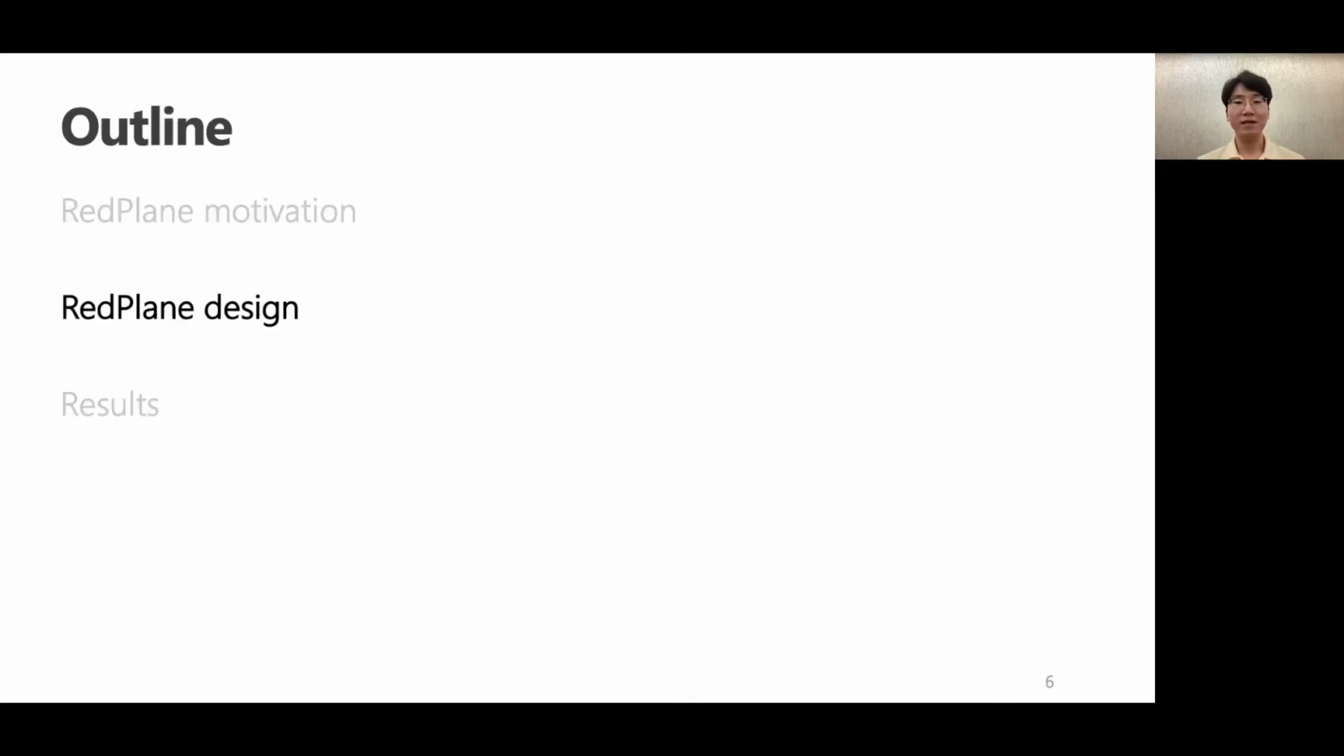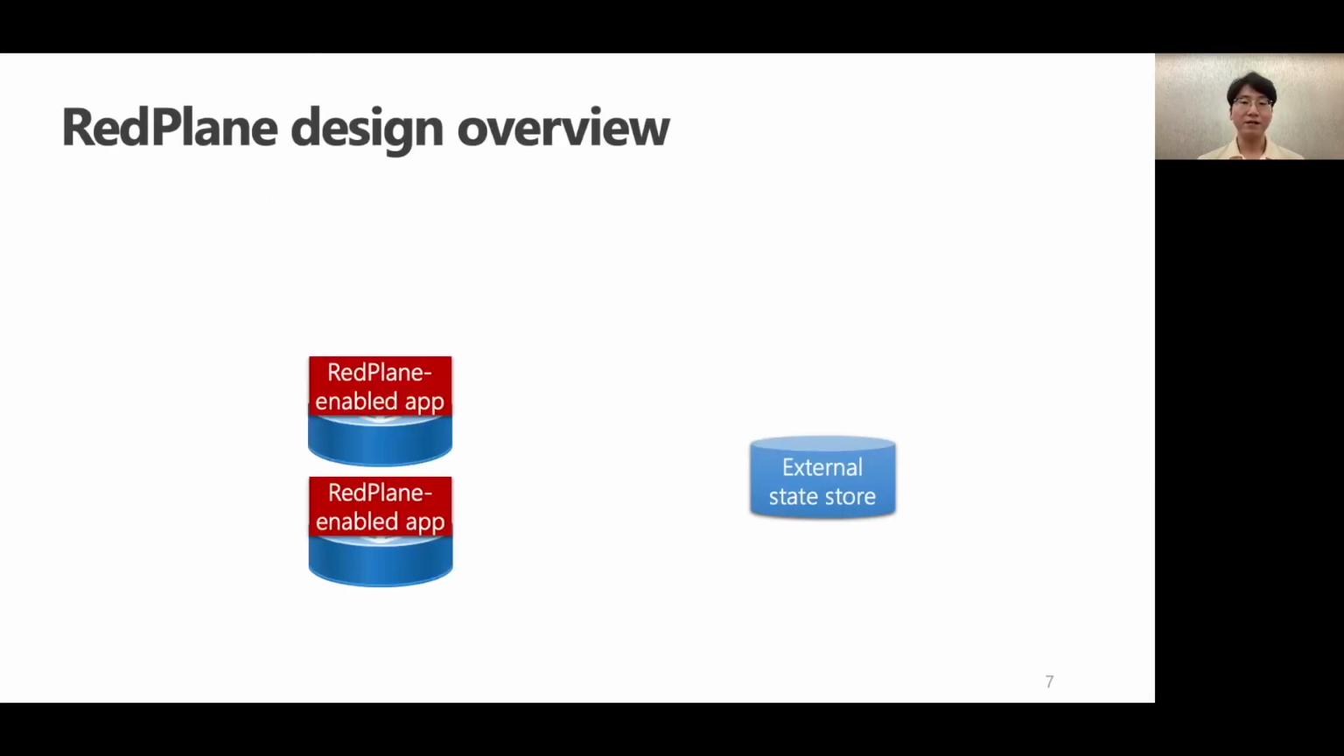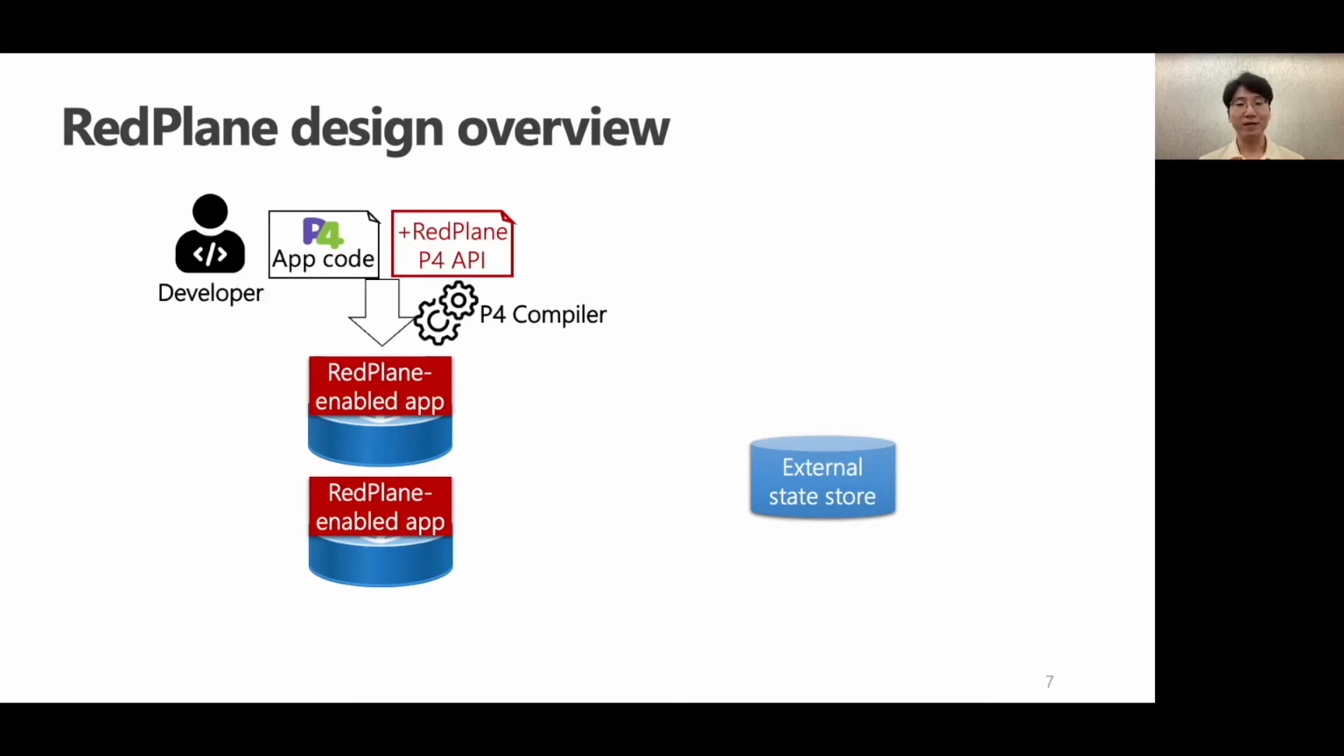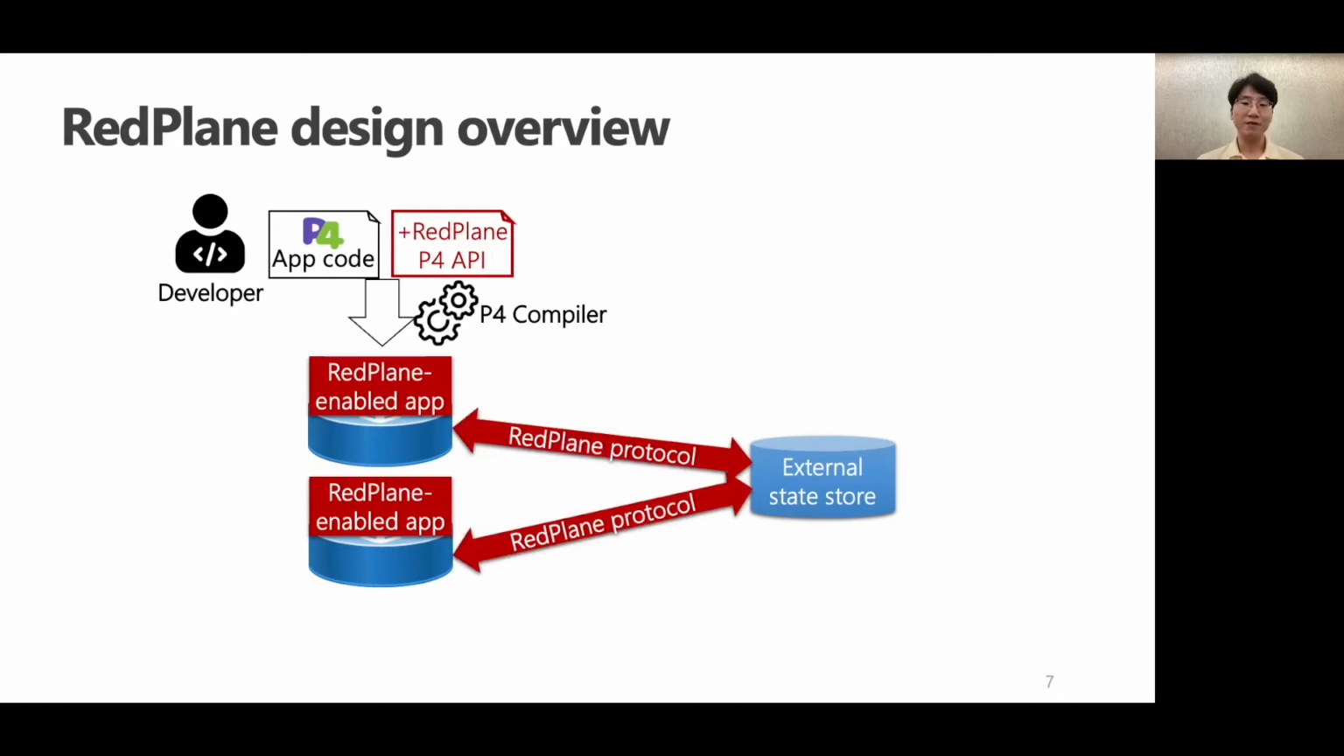Now, let's take a look at key design components of RedPlane. To use RedPlane, developers implement their apps with RedPlane APIs in P4, then they compile it with a vendor-specific P4 compiler and load it to the ASIC. At runtime, while the app running on the ASIC processes packets as usual, RedPlane allows it to replicate the updated state to the external state store. While this idea of replicating state to the external state store in the data plane sounds simple, we had to address several challenges to realize our approach.